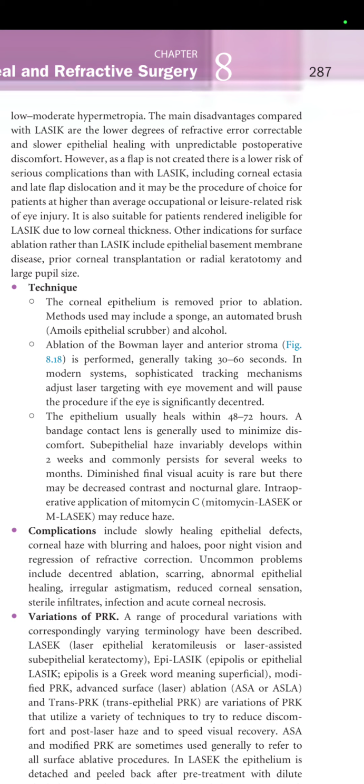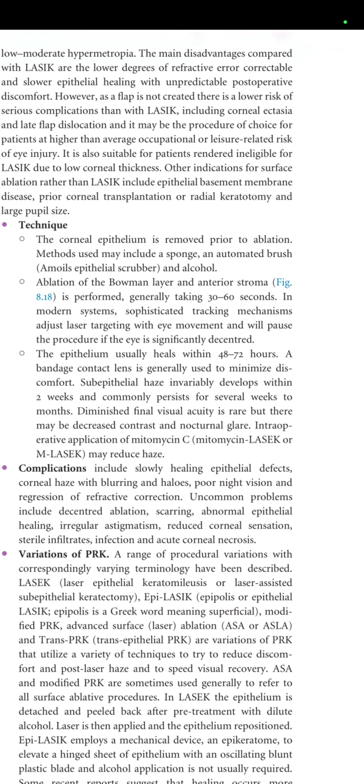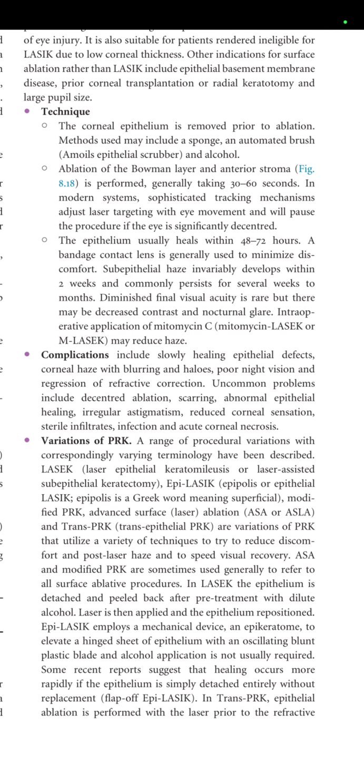Other indications for surface ablation rather than LASIK include epithelial basement membrane disease, prior corneal transplantation or radial keratotomy, and large pupil size. So these are all contraindications to LASIK. So we perform therapeutic photorefractive keratectomy. The technique is that the corneal epithelium is removed prior to ablation. You just remove the epithelium. You do not make a flap or put it back. You just remove the epithelium and then you apply the laser. Methods may include a sponge, an automated brush, a Moil epithelial scrubber, and alcohol.